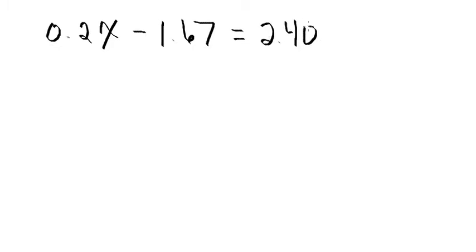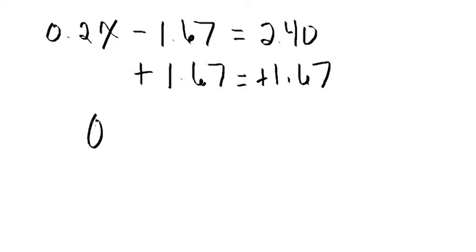Okay, this particular one here has to deal with decimal points. So we have 0.2x minus 1.67 is equal to 2.40. So the first thing we want to do is go ahead and add 1.67 to both sides. Okay, add 1.67. This way this constant term cancels out.